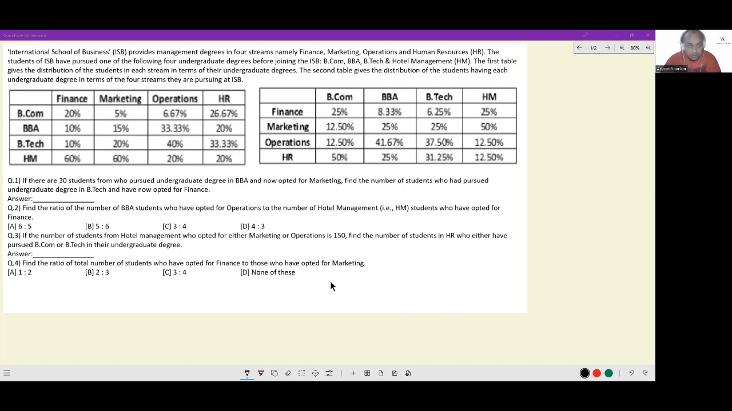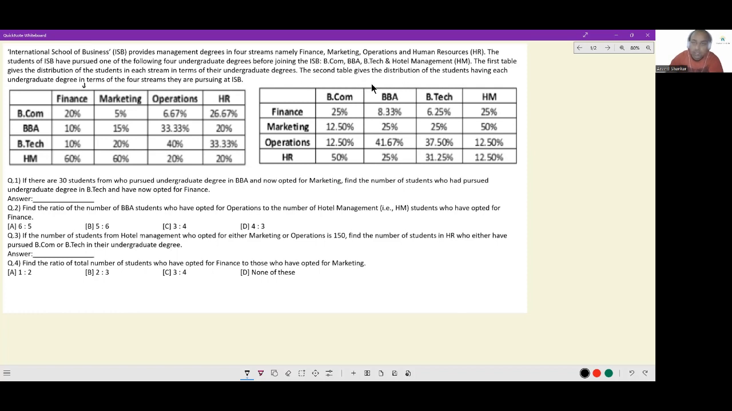The first table gives the distribution of the students in each stream in terms of their undergraduate degrees. So, see, in finance, the column total should add up to 100. 20% of finance kids are from BCom, 10% of finance kids are from BBA, 10% of finance kids are from BTech, and 60% of finance kids are from hotel management, HM. Similarly, for marketing, operations, HR, everything.